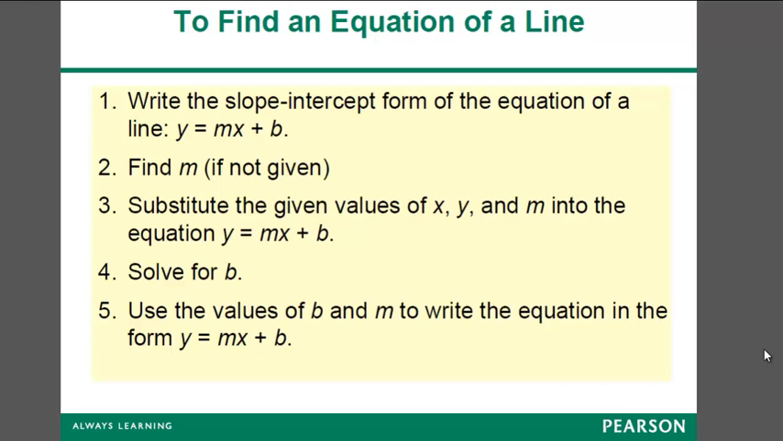When we want to write the equation of a line, the first thing we want to do is write the slope-intercept form of the equation of a line, y equals mx plus b. We want to find m, the slope, if it is not given. Substitute the given values of x, y, and m into the equation, y equals mx plus b, and solve for b, our y-intercept. Use the values of b and m, your y-intercept and your slope, to write the final equation in the form y equals mx plus b.